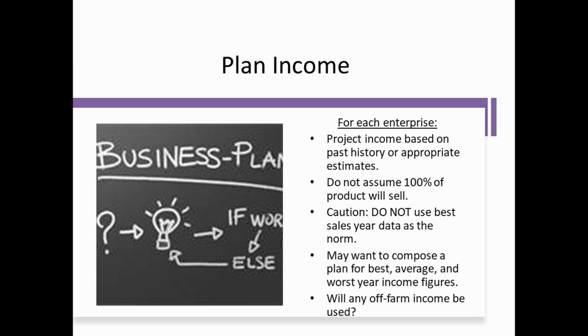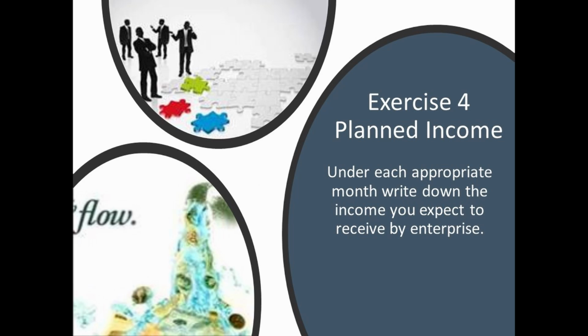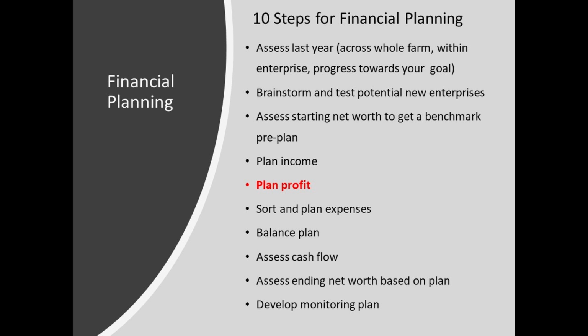And will any off-farm income be used? If you're retired or if you have a payment from Social Security for a disability, will some of this income be used to finance the farm and a new enterprise? Now, under each appropriate month, write down the income you expect to receive by enterprise. You've just finished planning your income.